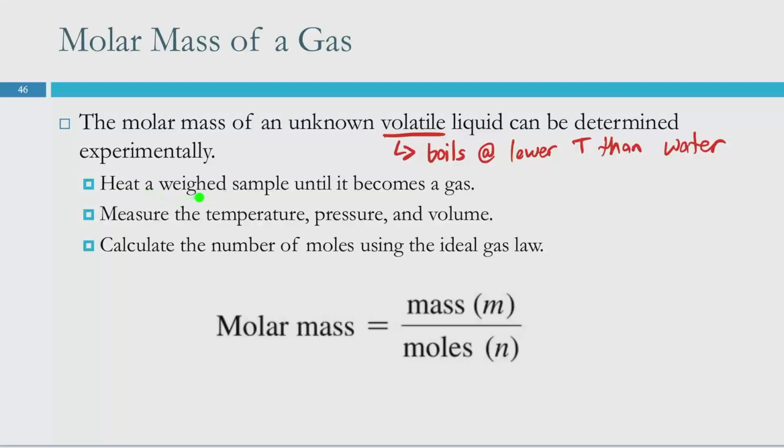So first we would need to heat a weighed sample until it becomes a gas, or we would heat something to make a gas, cool it down, and then weigh the sample. We would also have to know the temperature, the pressure, and the volume. The reason that we need temperature, pressure, and volume is so that we can find n, our number of moles. And since we would have the number of moles and we'd have the mass of the sample, we can calculate the molar mass from mass over moles, m over n. So this would be a way that we could experimentally determine something.